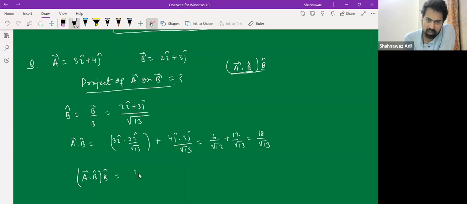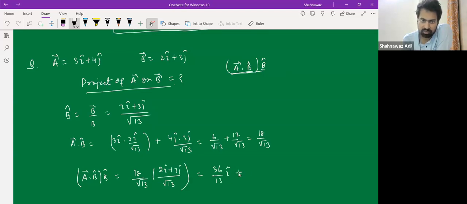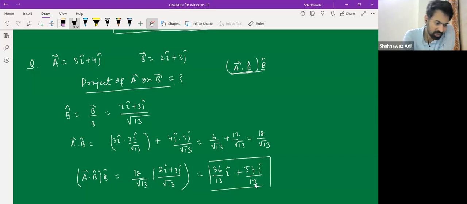This would be 18 root 13, and this is how much? 2i plus 3j by root 30. Correct, guys? Yes, sir. So this would be simply 36 by 39, and yeah, so how much is G by 30? So this is the answer. Understood, guys? Yes, sir.